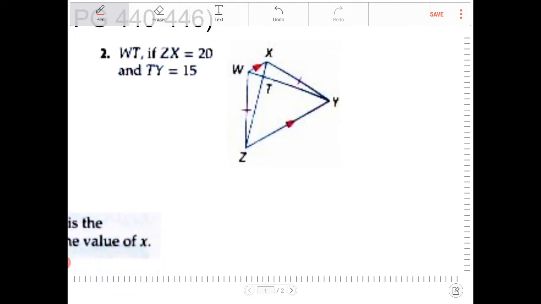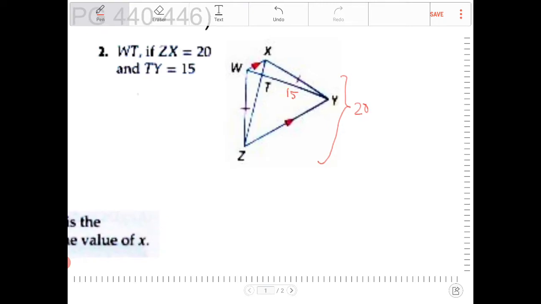WT, if 2x is equal to 20, ZX is equal to 20, and TY is equal to 15. So TY is equal to 15, and ZX is equal to 20. I'm asked to find out what WT is. Because again, I'm dealing with an isosceles trapezoid, I know that the diagonals are going to be congruent. So if TY is 15, that means WT therefore must equal 5.